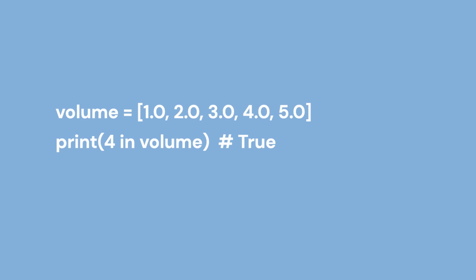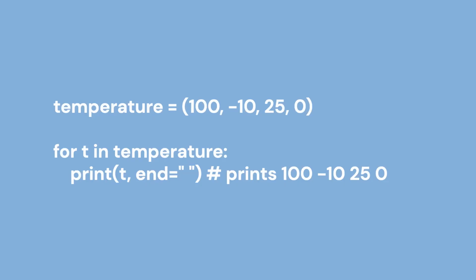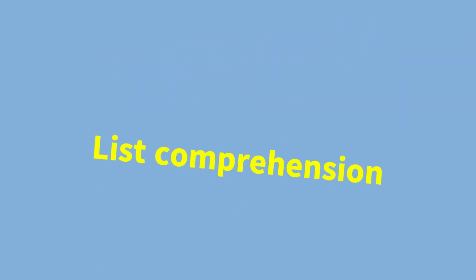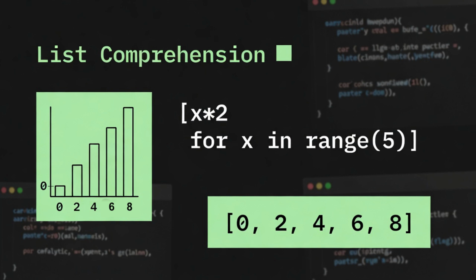Need to check if a reagent is in or not in your list or tuple? Iteration. Yep, lists and tuples are iterables. Whether it's a list or a tuple, you can iterate the same way. List comprehensions are a compact way to build lists, often from existing sequences. This is the pro-chemist way to transform data.